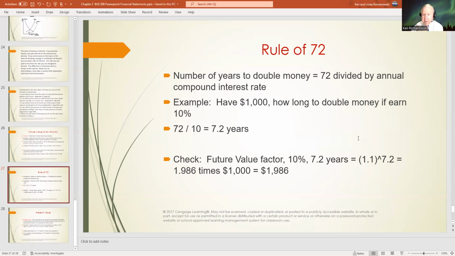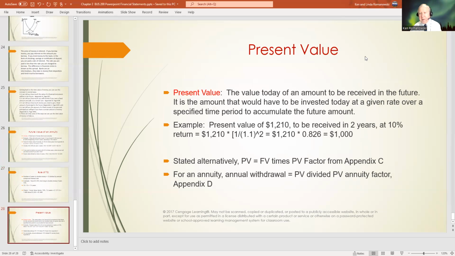And you can check it by using the future value factor, not the future value of an annuity factor, the future value factor. You're only talking about one number here, one payment. So you use the future value factor. If it was a series of payments, you'll use the future value of an annuity factor, which is in the back of your book. Okay, last item for this section, present value.